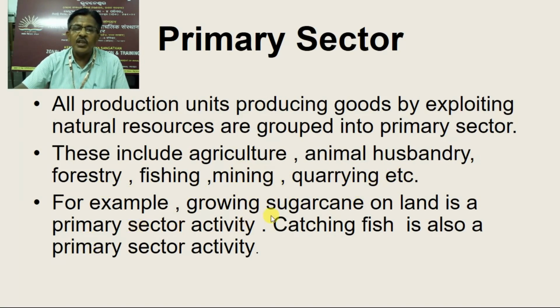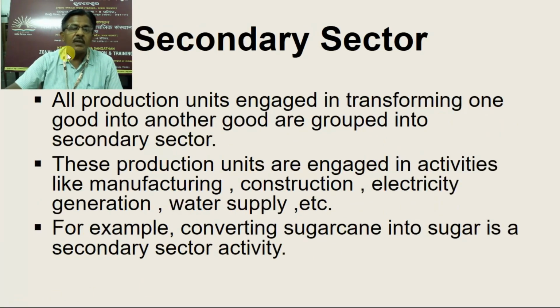For example, growing sugarcane on land is a primary sector activity. Catching fish is also a primary sector activity. That means in this sector, natural resources are used to produce the product. Secondary sector: all production units engaged in transforming one good into another good are grouped into the secondary sector. These production units are engaged in activities like manufacturing, construction, electricity generation, water supply, etc. For example, converting sugarcane into sugar is a secondary sector activity.